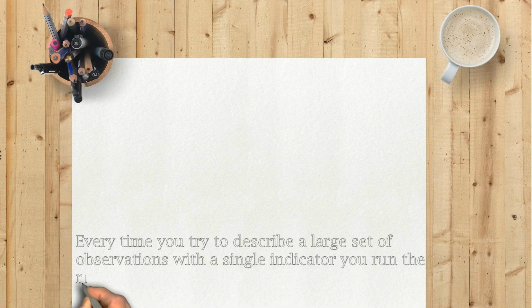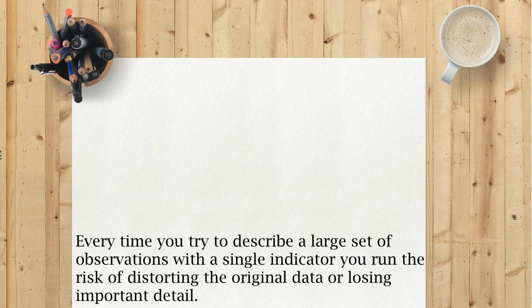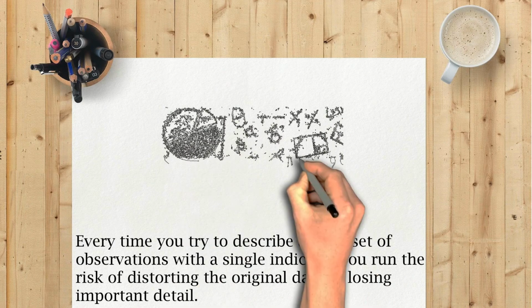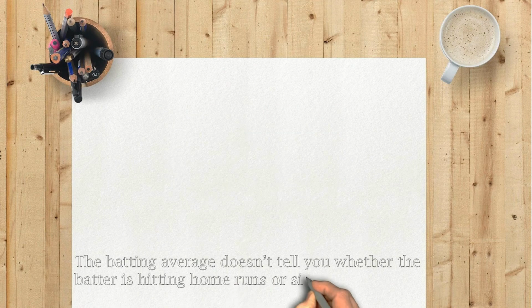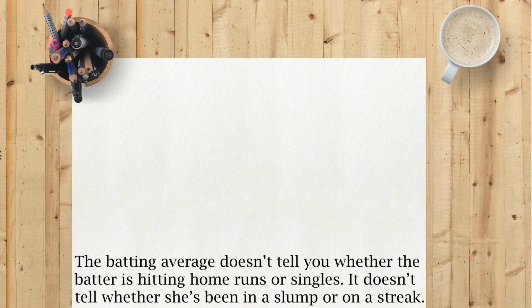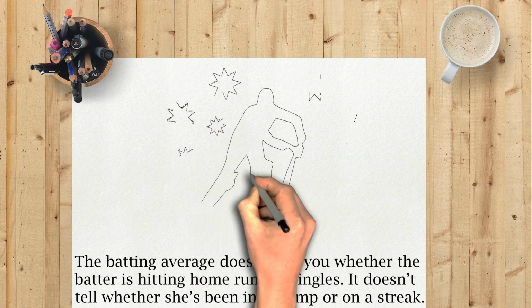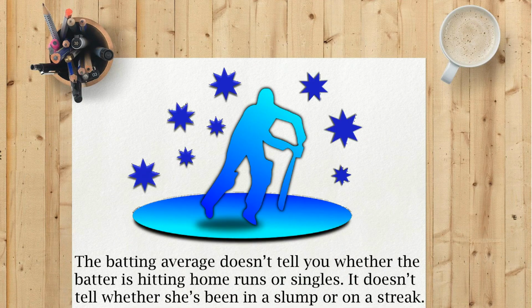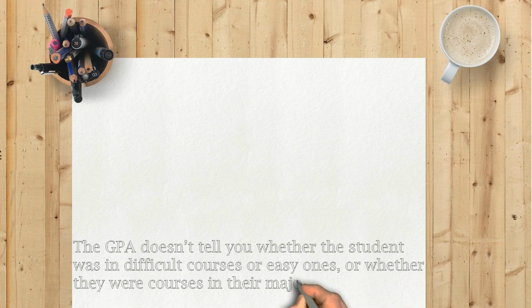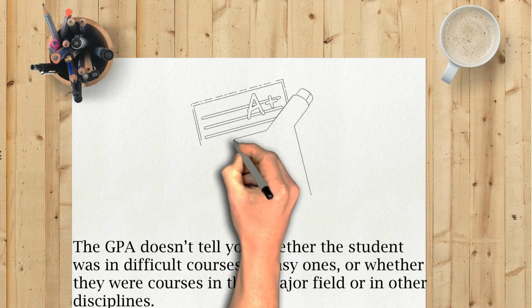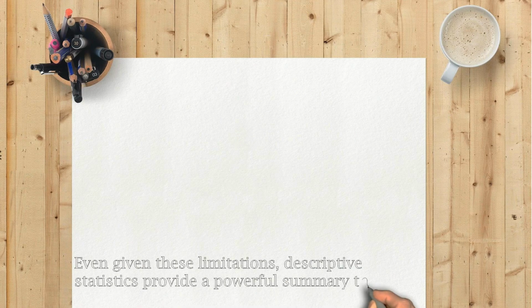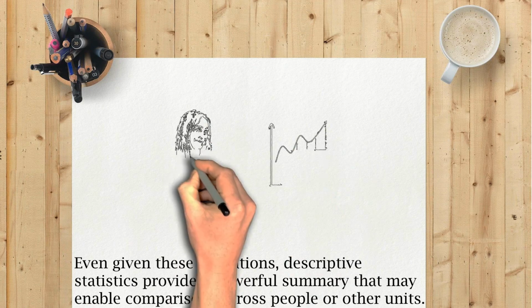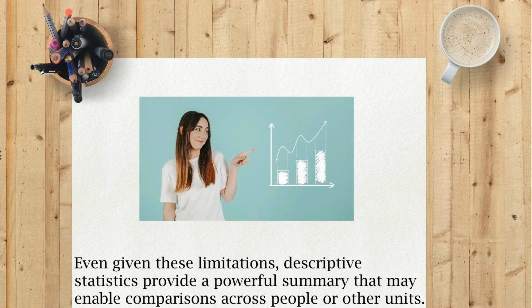Every time you try to describe a large set of observations, with a single indicator, you run the risk of distorting the original data, or losing important detail. The batting average doesn't tell you whether the batter is hitting home runs or singles. It doesn't tell whether she's been in a slump or on a streak. The GPA doesn't tell you whether the student was in difficult courses or easy ones, or whether they were courses in their major field, or in other disciplines. Even given these limitations, descriptive statistics provide a powerful summary that may enable comparisons across people or other units.